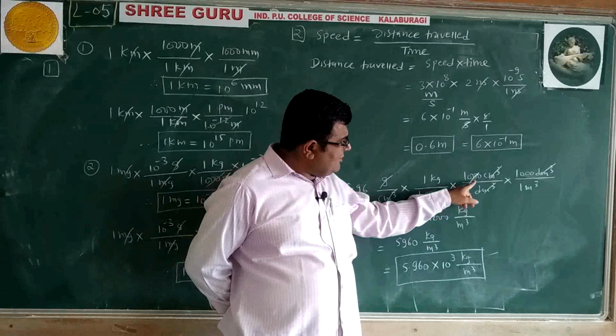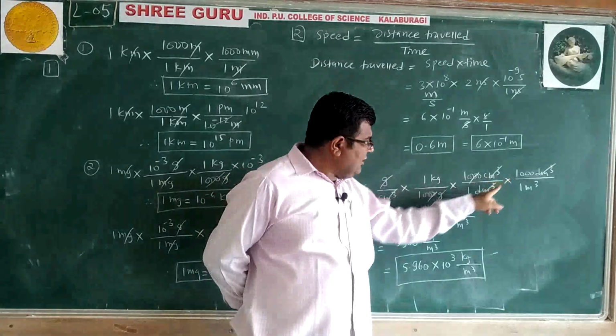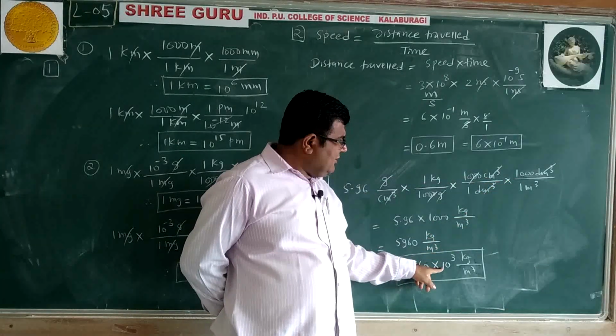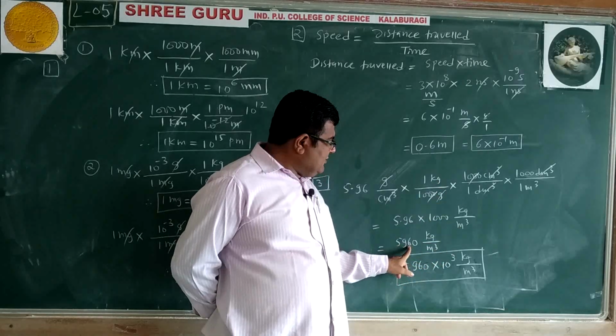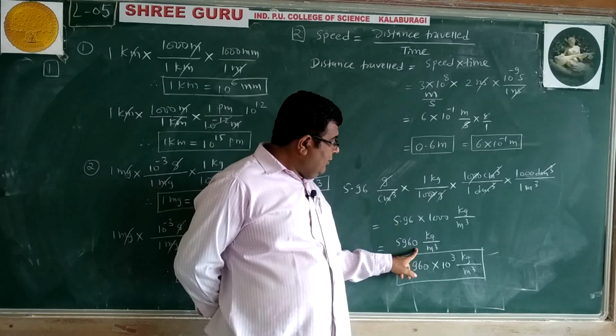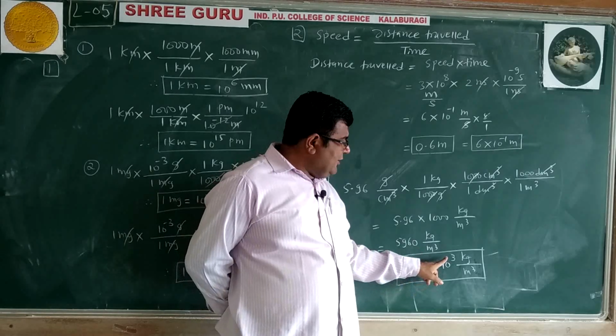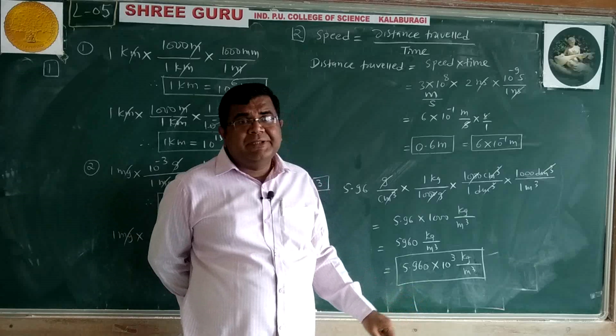This 1000 also we can cancel. This 1000 is nothing but 10 raised to plus 3 kilogram per cubic meter. So it is 5960, or 5.960 into 10 raised to plus 3 kilogram per cubic meter.